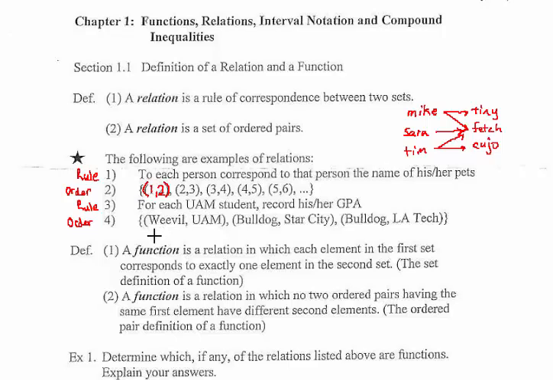We want to take that definition a step further and define what's called a function. And so the workbook tells us that it's a relation. It shares the same characteristics that we've already mentioned, except there's one extra detail for a relation to be a function. It says each element in the first set corresponds to exactly one element in the second set.